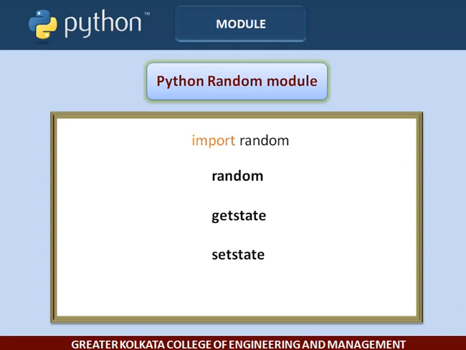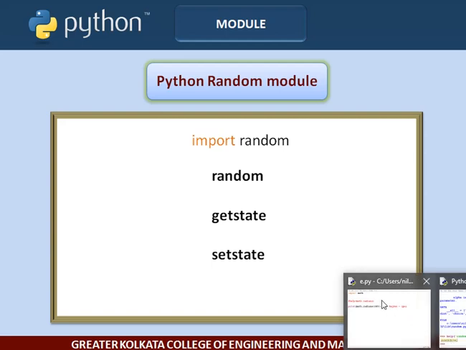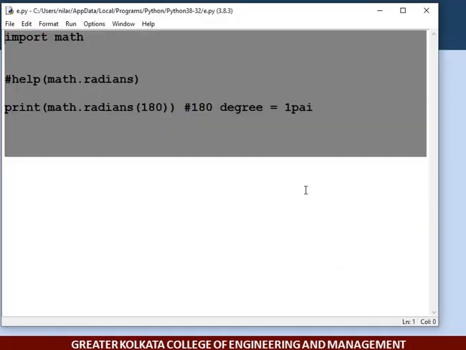So I will write code by importing the random module. First, what we have to do, we need to import the random module first. This is the name of the random module we have imported here. Next I would like to print the random value. I would like to print the random value of it.